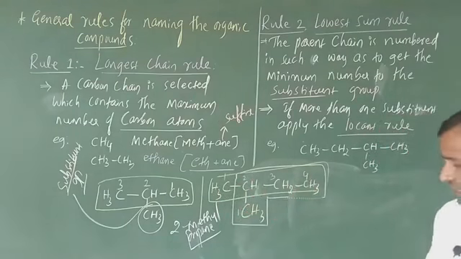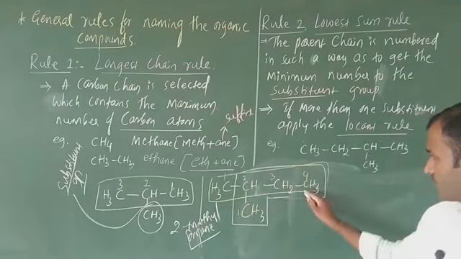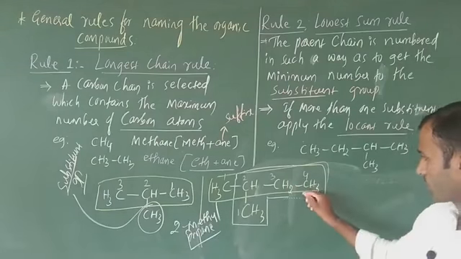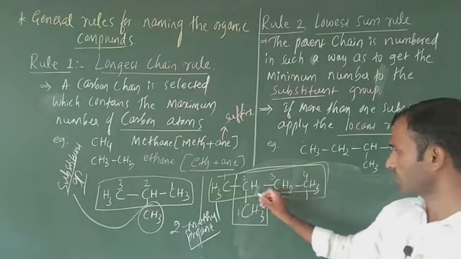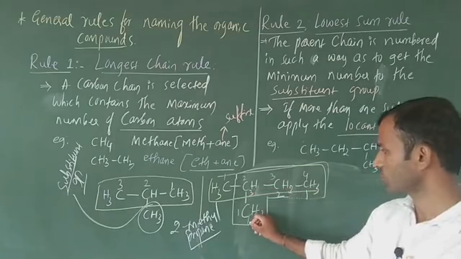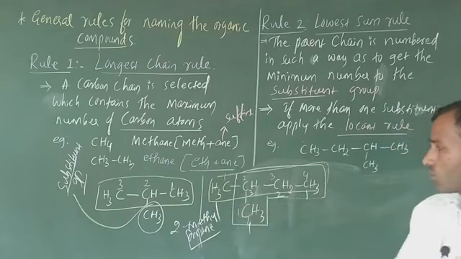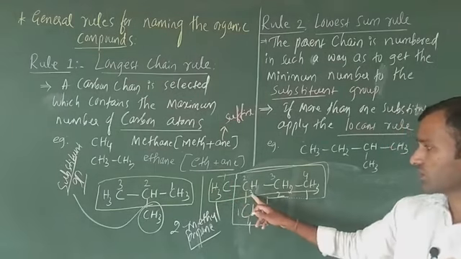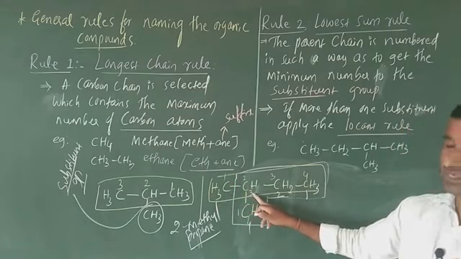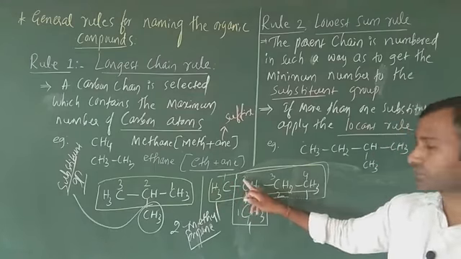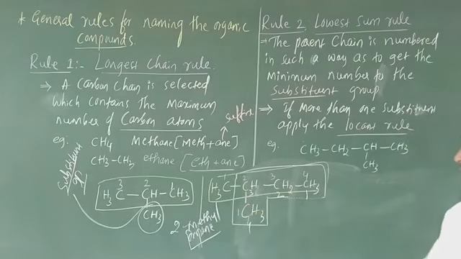If I am going to write like this, I am going to write here 1. Next, this is 2. This is 3. This is 4. In this case, this substituent group is going to get carbon number 3. This carbon number 3 is the highest, and carbon number 2 is the lowest. The number 2 is low compared to number 3.